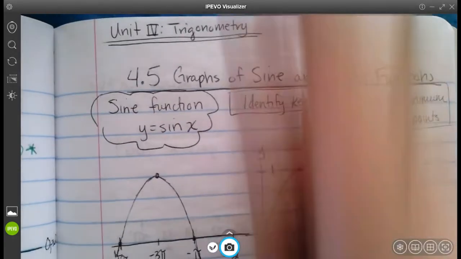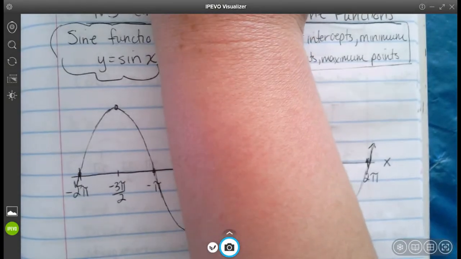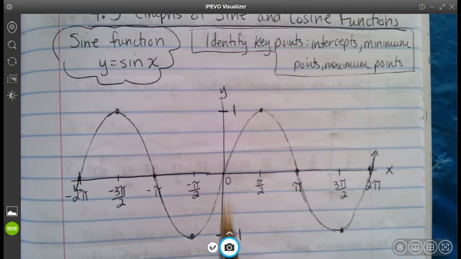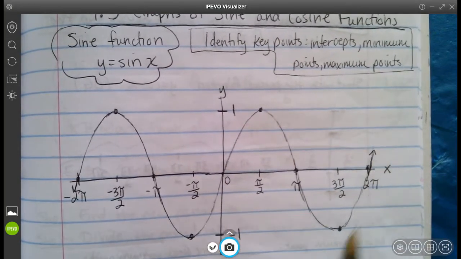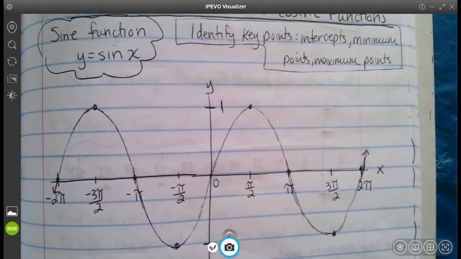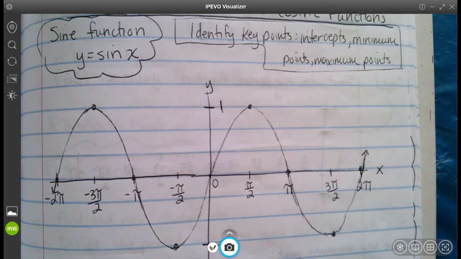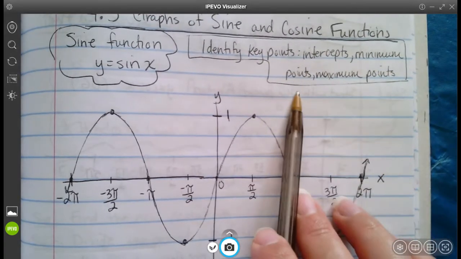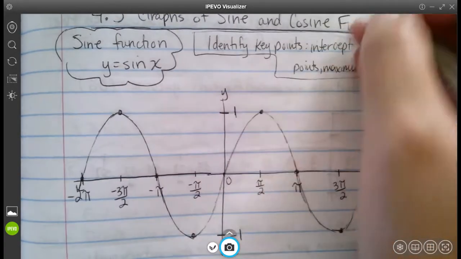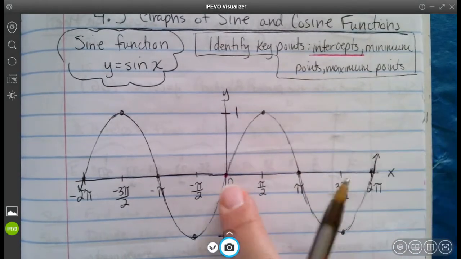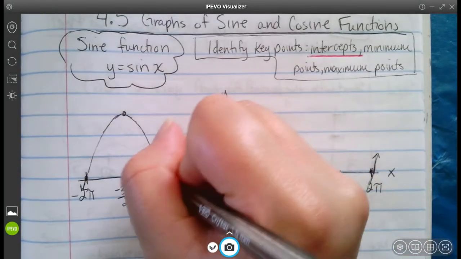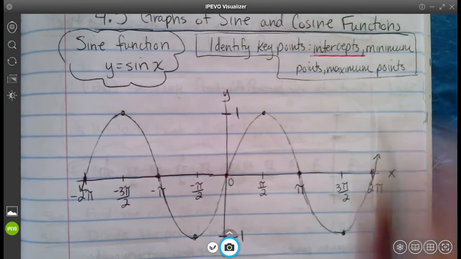So here's our sine function. Kind of looks like a roller coaster. It basically starts at 0, so to speak, and it just repeats in this periodic fashion where you have the same pattern going on over and over. Some important points for this are the key points, which we like to call intercepts, minimum points, and maximum points. You'll notice that our intercepts are basically every pi. So 0, pi, 2 pi, -pi, -2 pi.